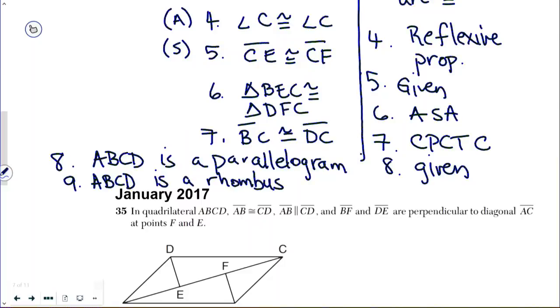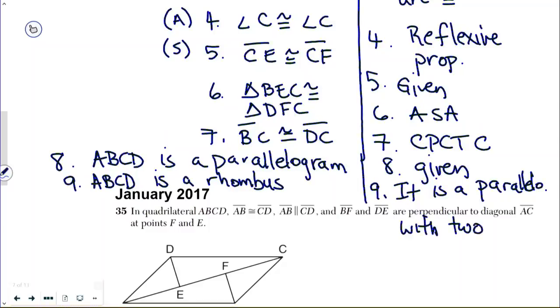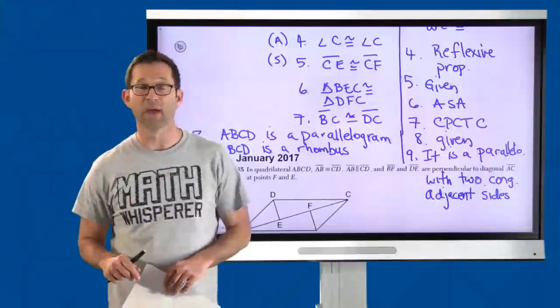Why? Because it is a parallelogram with two congruent adjacent, that's very important, adjacent sides. I think if you said two congruent consecutive sides, that would be okay too.